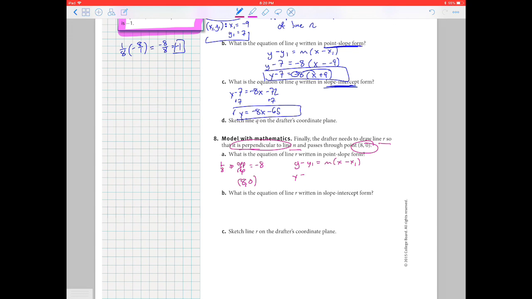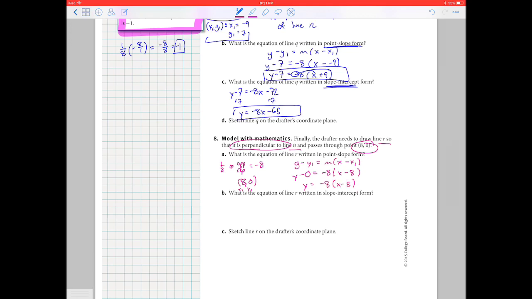So we do y minus, our y1 is 0, which is going to be lucky for us. We know the slope, so we should plug that in, which is -8. And then minus our x1, which is 8. So we always want to simplify. We know what minus 0 is. It doesn't change anything. So we can just make one side y, clean that up.